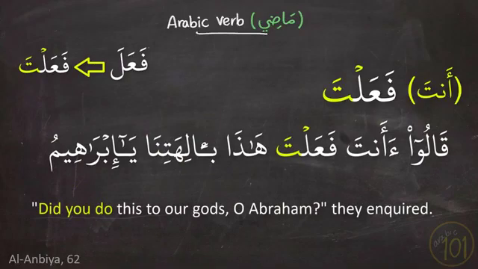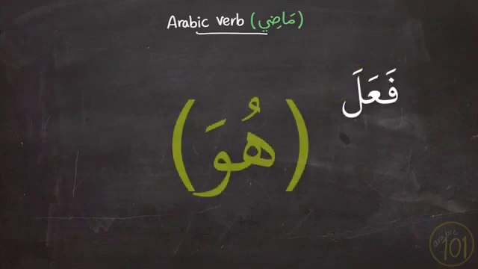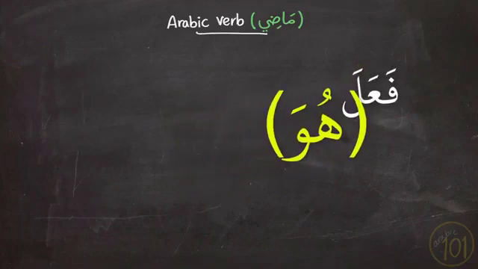قالوا أأنت فعلت هذا بآلهتنا يا إبراهيم. The next conjugation would then be with huwa, or in English, he.